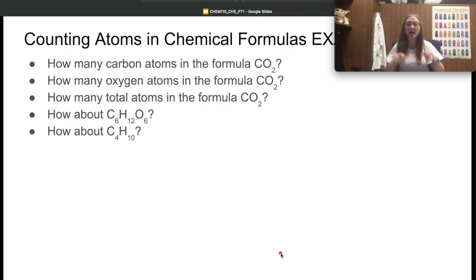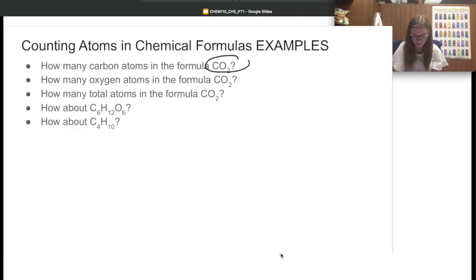All right, so let's go ahead and do some examples for how we can count the number of atoms in a chemical formula. So the first formula you see on your screen is CO2. First and foremost, we're going to talk about CO2 here. Let's figure out how many carbon atoms are in this compound. So again, our chemical formula is CO2.